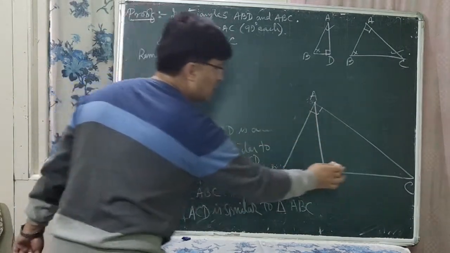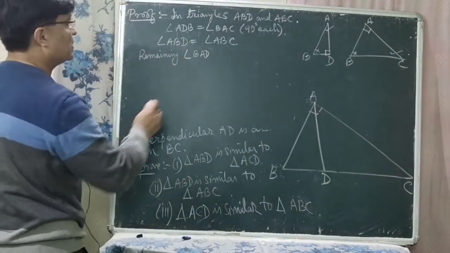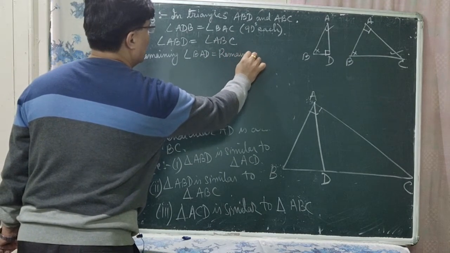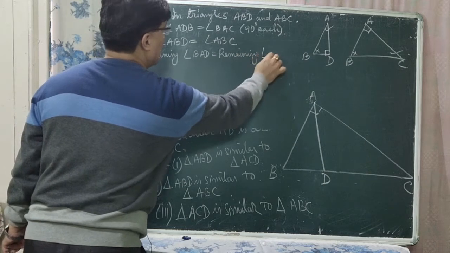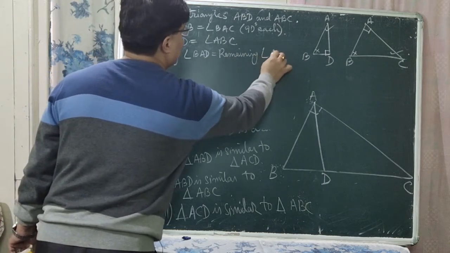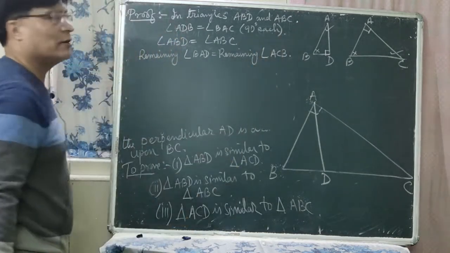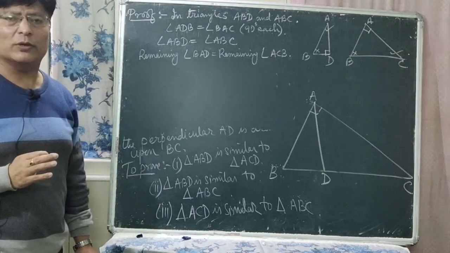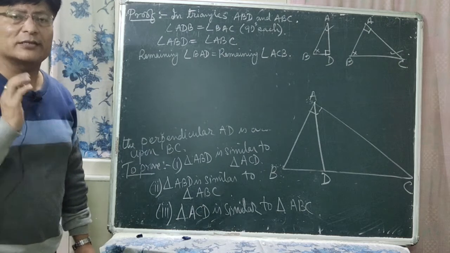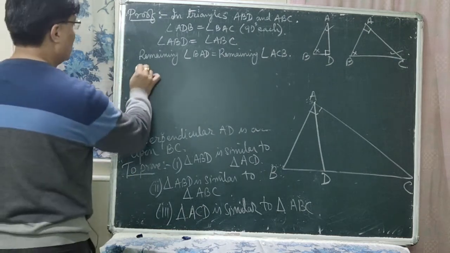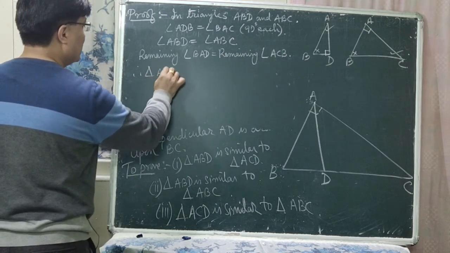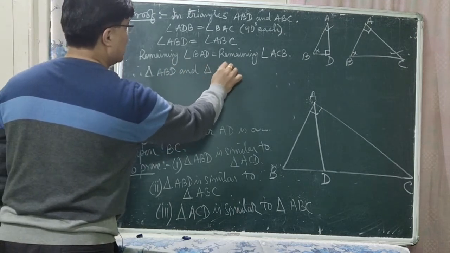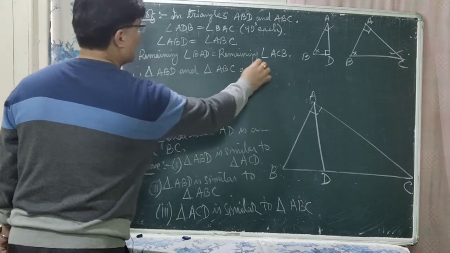This angle is equal to this angle, right? Is equal to remaining angle. Which angle? ACB. So I think you have understood it. So since their corresponding angles are equal, therefore the 2 triangles are similar. Therefore triangle ABD and triangle ABC are similar.